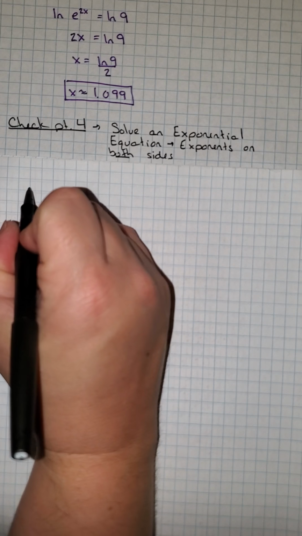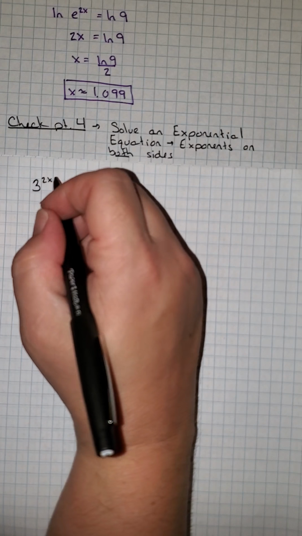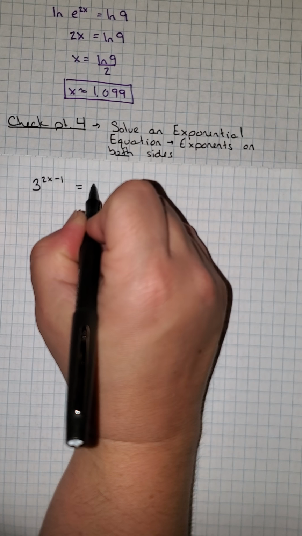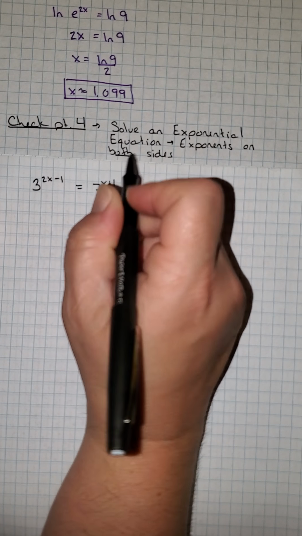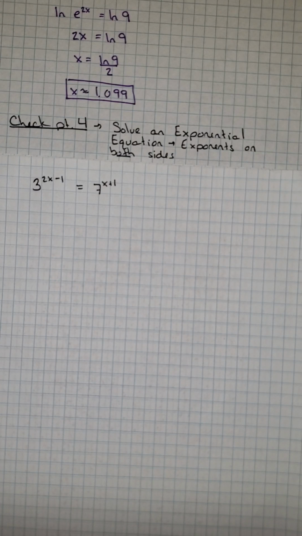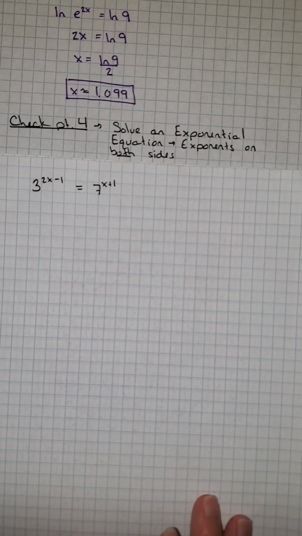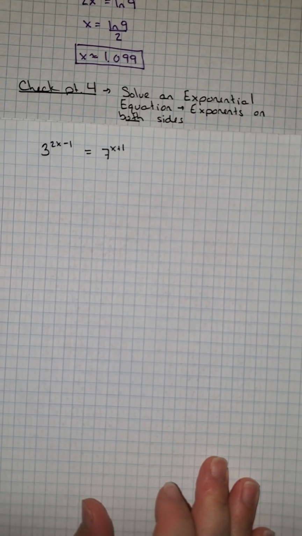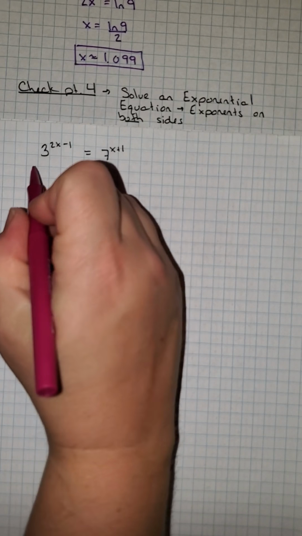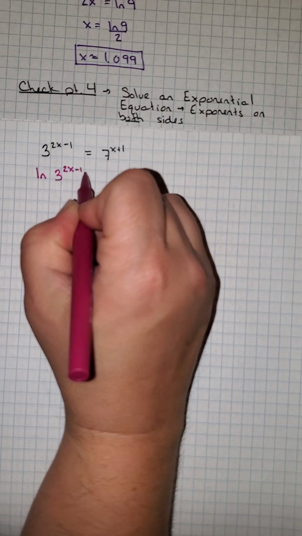Okay, we have 3 to the 2x minus 1 equals 7 to the x plus 1. All right, so we already have the base to the powers by themselves. So we already have that part set up. So we just need to get them down. We need to be able to pull the x's down in front. So you're going to take the log or the natural log of both sides. I like to use natural log only because it's 2 letters instead of 3. No, it doesn't really matter.